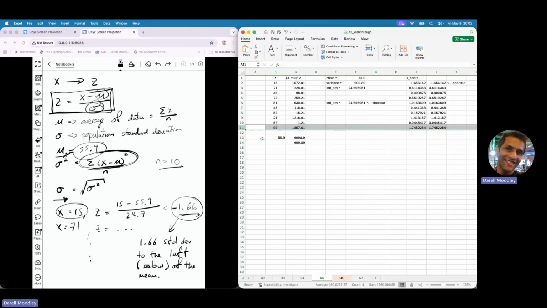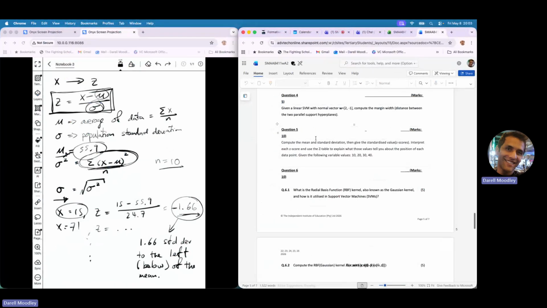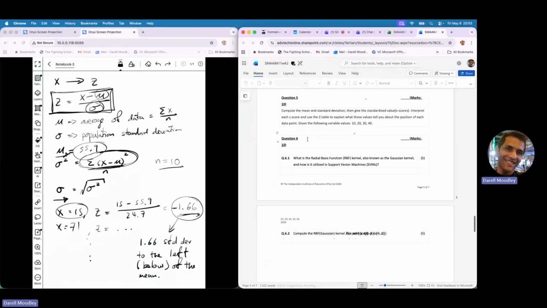That's essentially what your z values tell you. So that's question 5. All right, question 6.